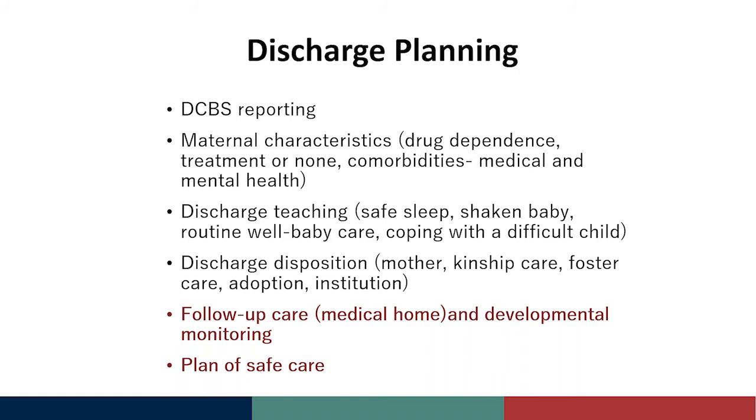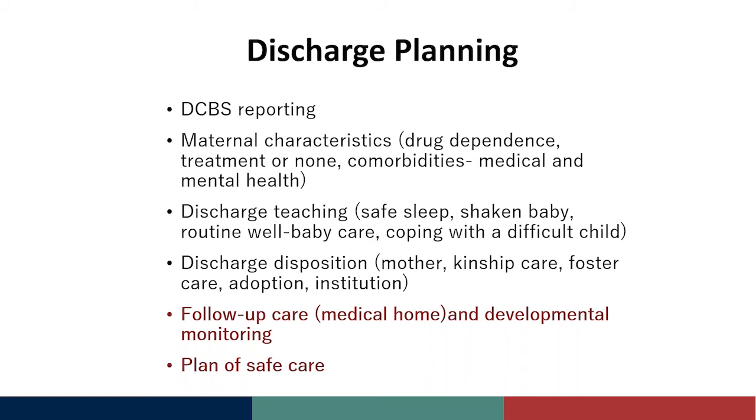And we do discharge teaching about safe sleep, about shaken baby, the routine well baby care, and coping with a difficult child. Then we look into the discharge disposition. Is the baby going home with mother, to kinship care, foster care, to adoptive family, or maybe to an institution? But this is done in conjunction with the hospital personnel, the baby's provider in the hospital, and also the worker at the DCBS. Then we arrange for follow-up care, the baby's medical home, and for developmental monitoring. And most importantly, all these activities should revolve around providing a plan of safe care for these babies.